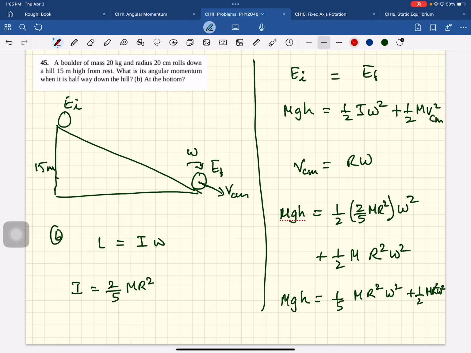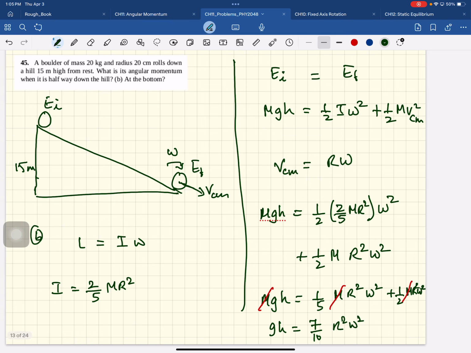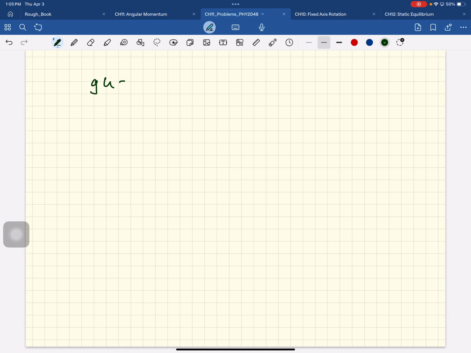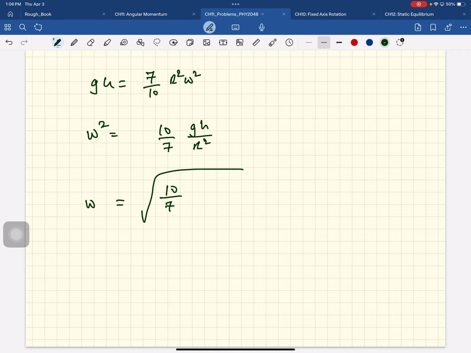So omega is what we're trying to solve for. The mass cancels. gh is, and 1/2 plus 1/5 is 7/10 r squared omega squared. So that is the angular velocity of the boulder at the bottom of the hill.